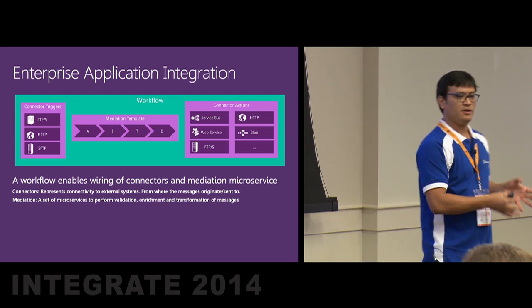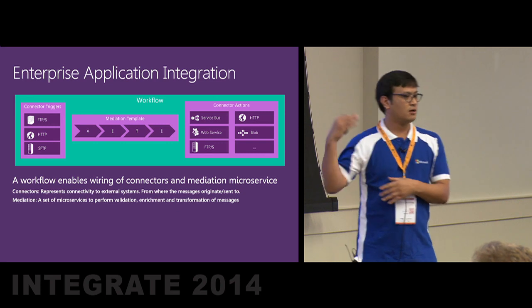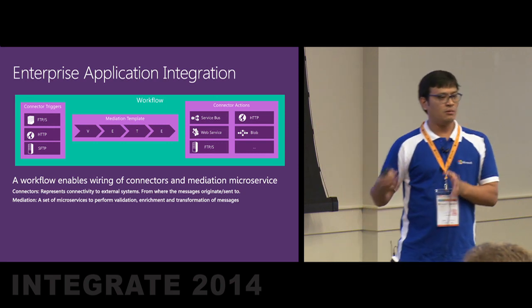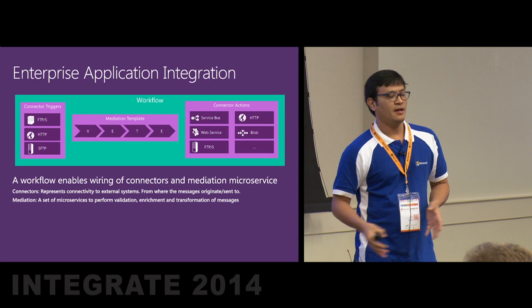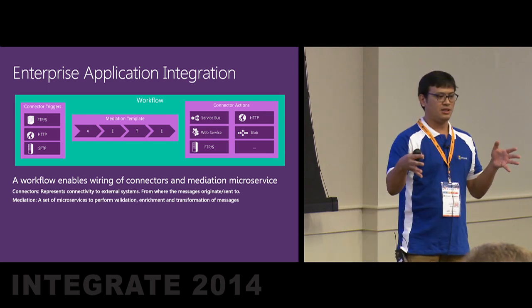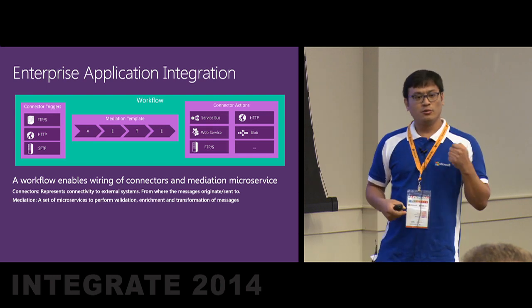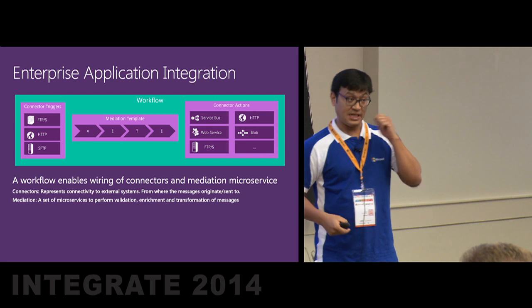So the sources are available as connector microservices. The destinations, again, talk to an external system, and they are available as connector microservices. And for the pipeline, which was providing the mediation capabilities, we provide an individual microservice or a set of microservices through which you can achieve the same thing.